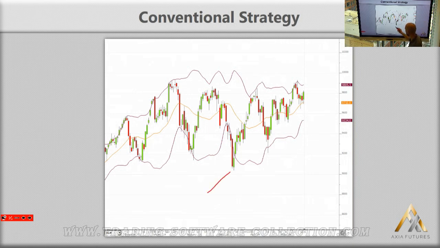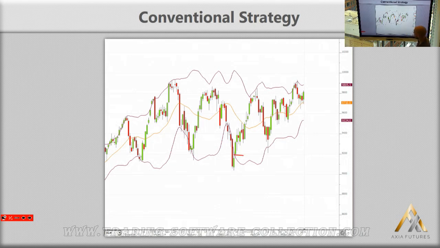Conventional strategy as well, down here, you get the move below the bands. That's the reason to be buying it. So once you get outside of the bands, you're looking to have a little go at buying it and run the market straight the way back up, back into the middle of the bands.